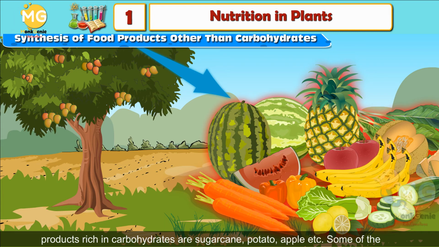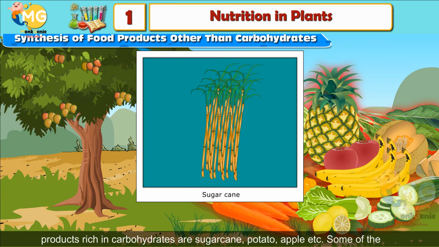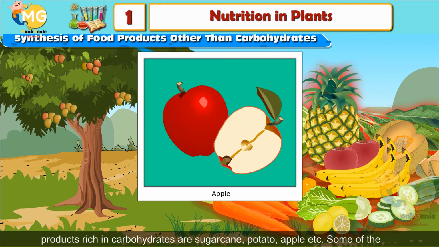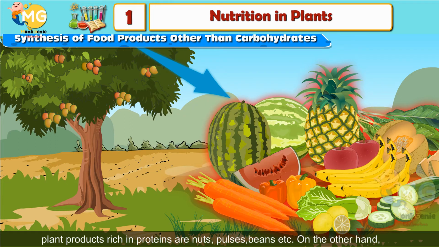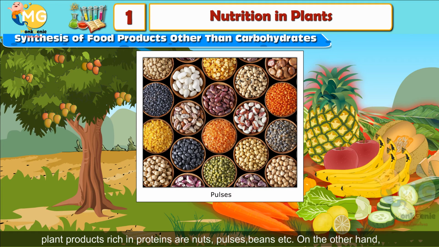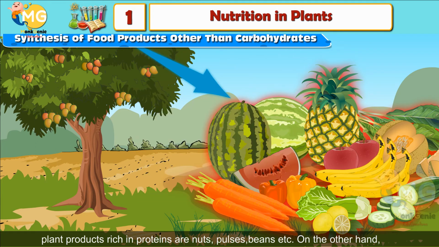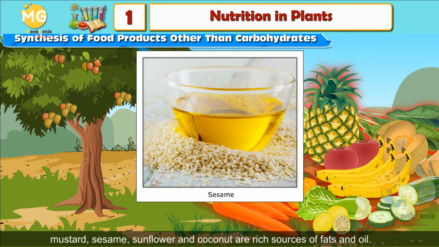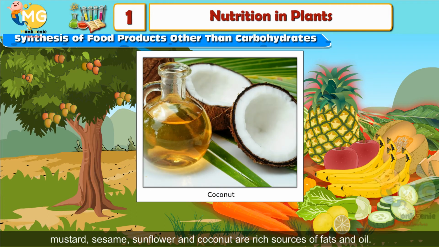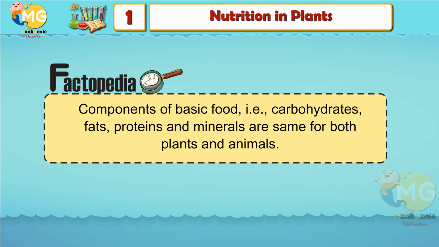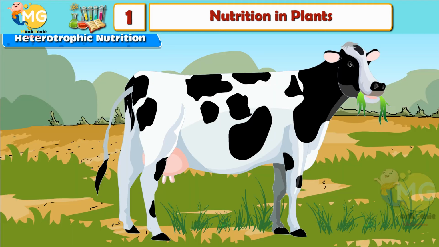Some of the plant products rich in carbohydrates are sugarcane, potato, apple, etc. Some of the plant products rich in proteins are nuts, pulses, beans, etc. On the other hand, mustard, sesame, sunflower and coconut are rich sources of fats and oil. Factopedia. Components of basic food, that is, carbohydrates, fats, proteins and minerals are same for both plants and animals.